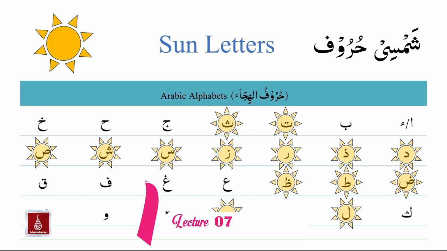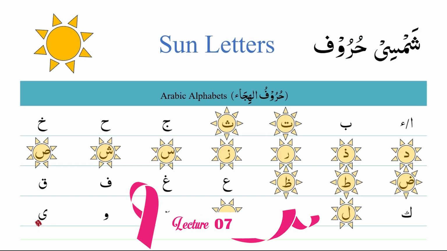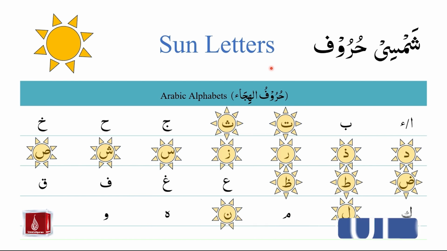In contrast to the moon letters or Qamari huruf, we have Shamsi huruf or sun letters. These include alphabets that are not included in haq ka khauf ajab gham hai. These include the remainder of huruf al-hija. These include alphabets Ta, Sa, Dal, Zal, Ra, Za, Sin, Sheen, Swad, Duad, Twa, Zwa, Lam, and Noon.